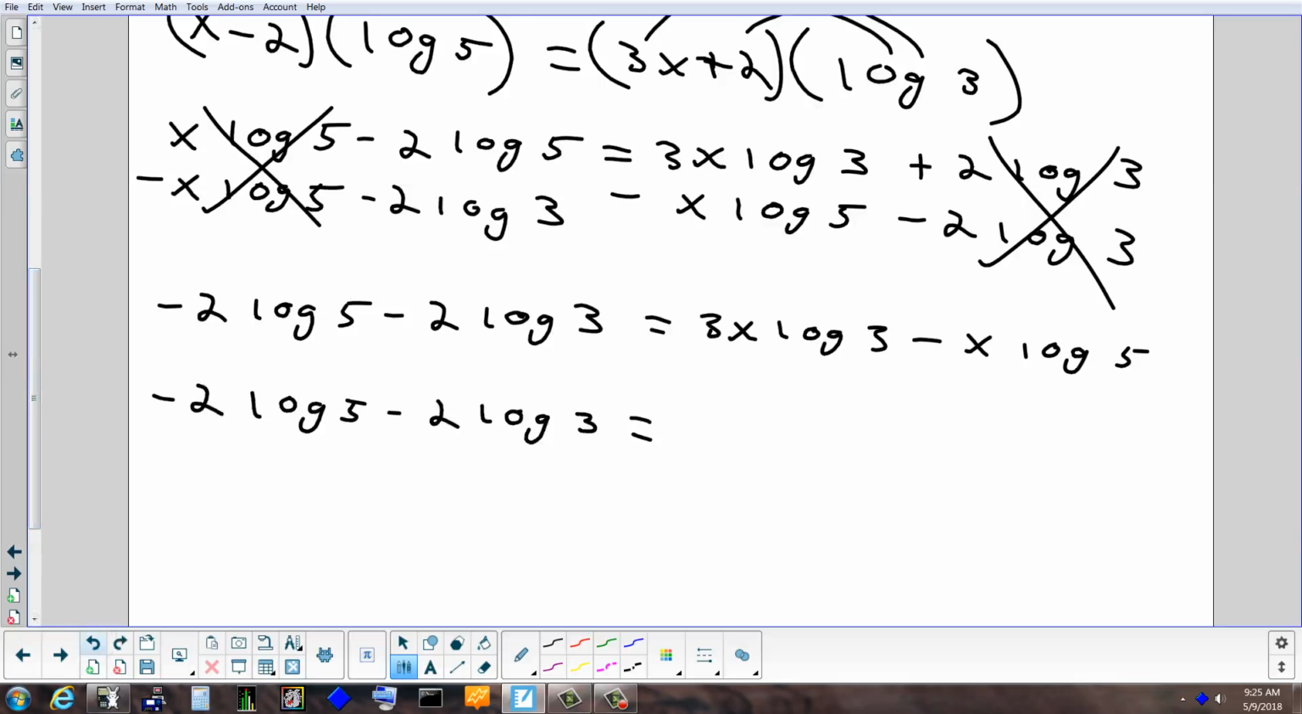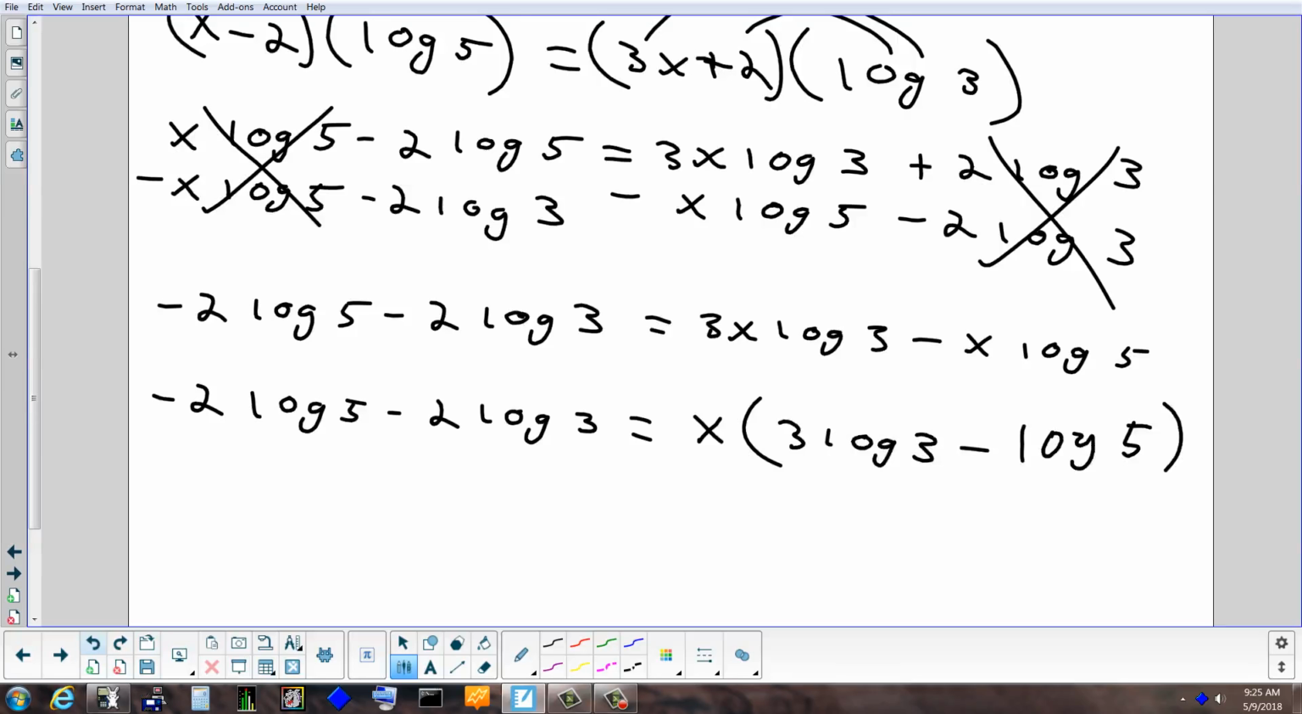If I was actually doing this problem, I probably would have done this step and the last step at the same time, so I didn't have to rewrite the whole thing again. But I'm just trying not to leave out any steps. So they both have an x in common, so I'm going to pull that out in front. That would leave me with, if I take the x out of the first one, 3 log 3. And what if you take the x out of the second one? What are you left with? Log 5.